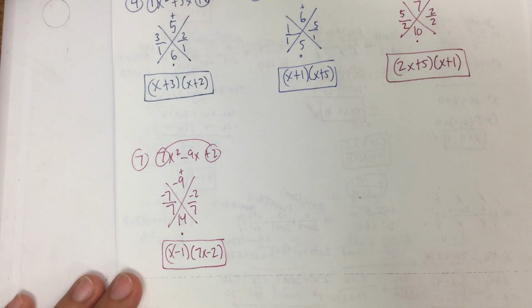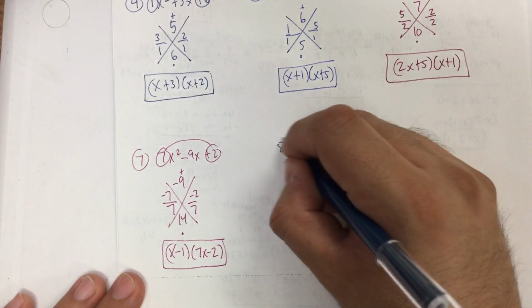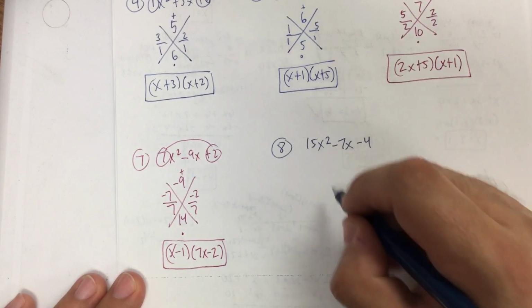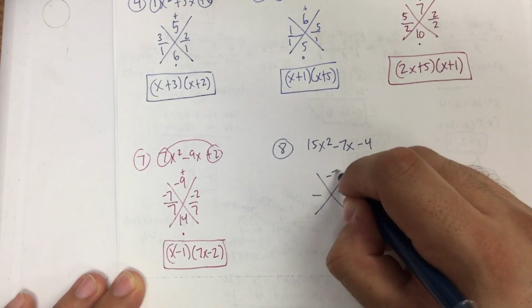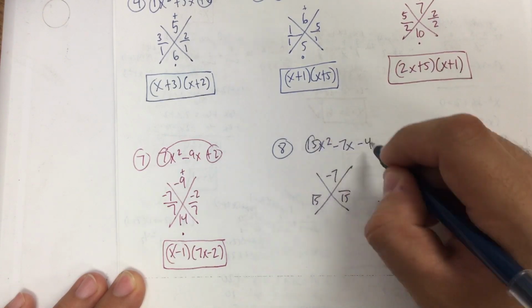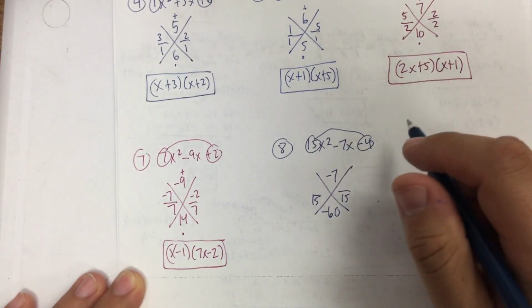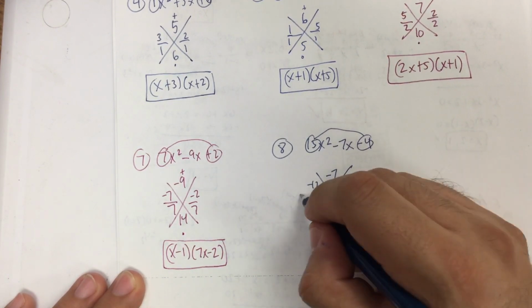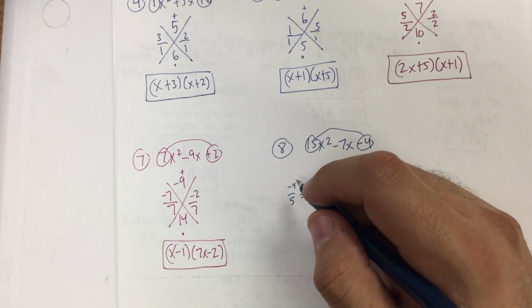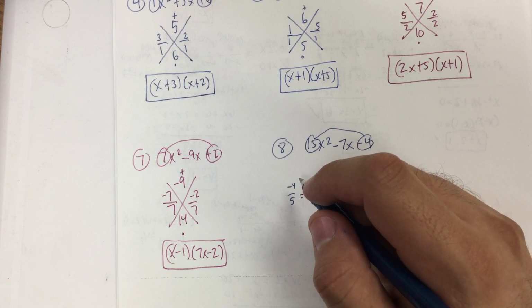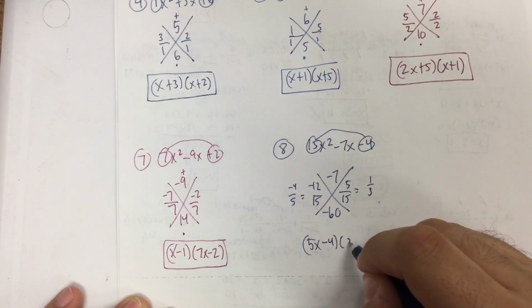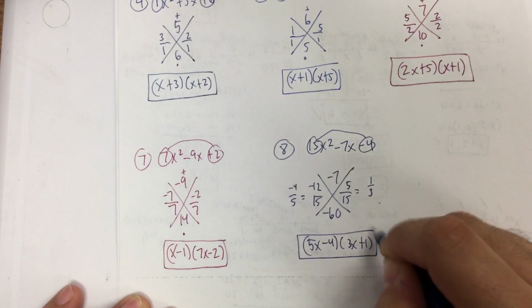And for the last one, 15x squared minus 7x minus 4. Factors would be negative 12 and 5. This reduces to 1/3. This reduces to negative 4 over 5. So this would be 5x minus 4 and 3x plus 1. All right, that's it.